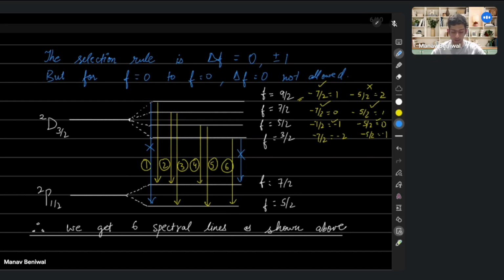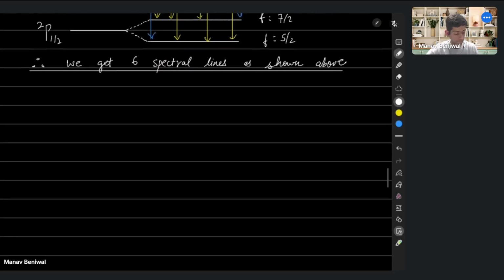Let's do one last problem and then I'll call it a day for today because it's almost time. This will be question 11, I guess.